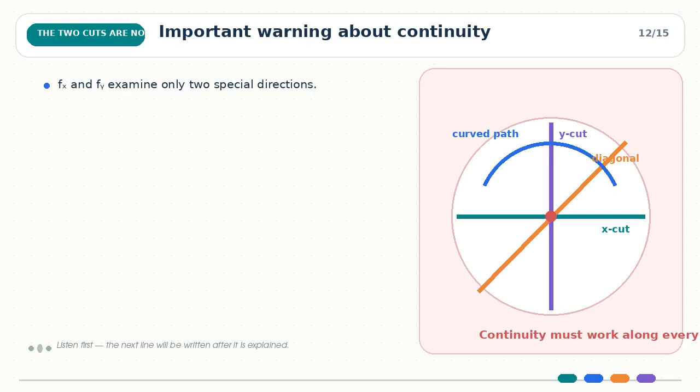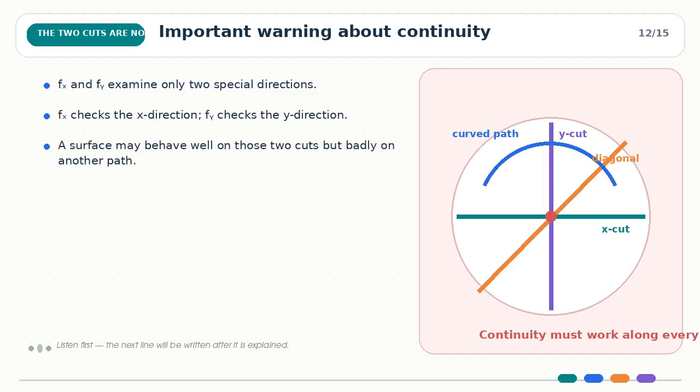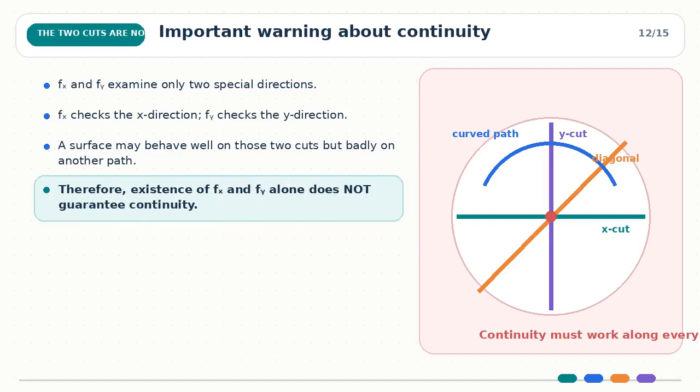Now we come to the important warning in the textbook. The two partial derivatives examine only two special directions. F sub x checks the x direction, and f sub y checks the y direction. A function may behave perfectly well on those two cuts, but behave badly along a diagonal or a curved path. Therefore, the existence of f sub x and f sub y alone does not guarantee continuity.